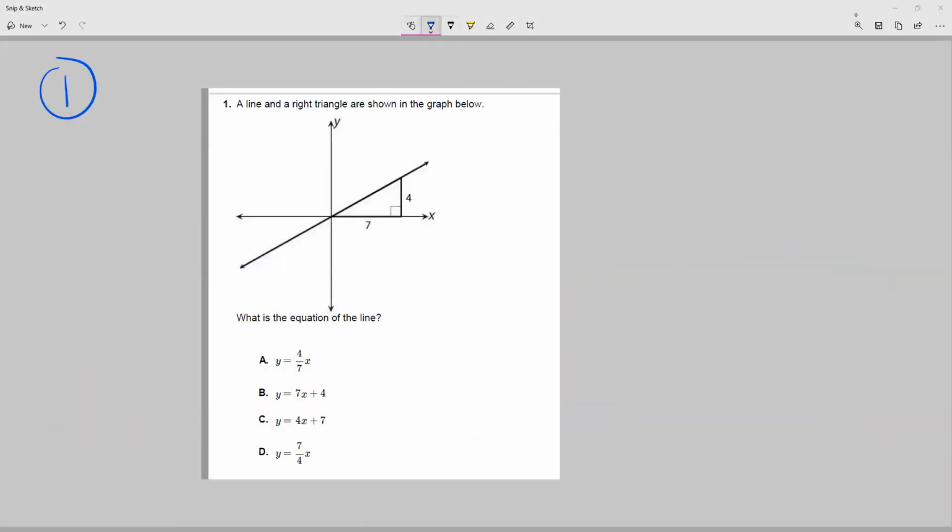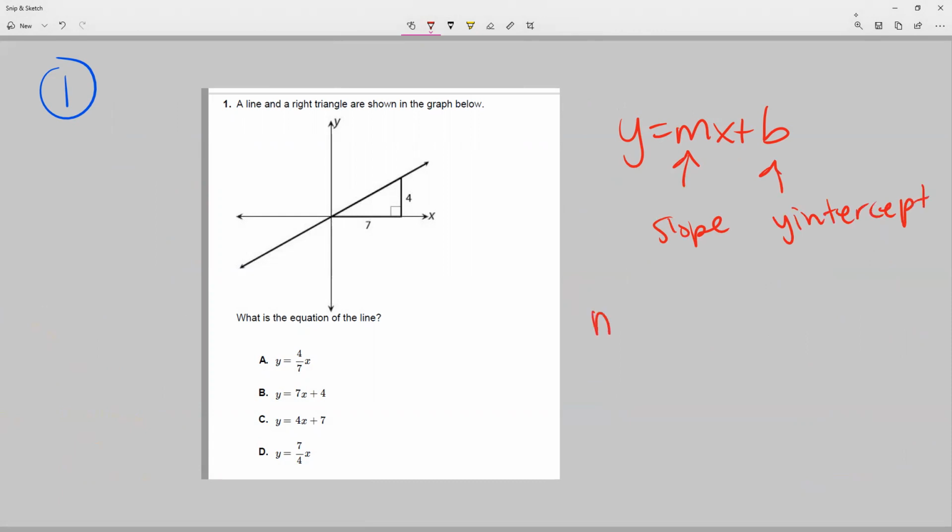Okay, problem number 1. A line and a right triangle are shown in the graph below. What is the equation of the line? So remember that a line is in slope-intercept form, y equals mx plus b. M is the slope and b is the y-intercept. So really all I have to do to figure out what the equation is is fill in m and b. So I'm going to look at this and say, okay, well, here's my y-axis, and it looks like it crosses here in the middle. So that means my y-intercept is 0.